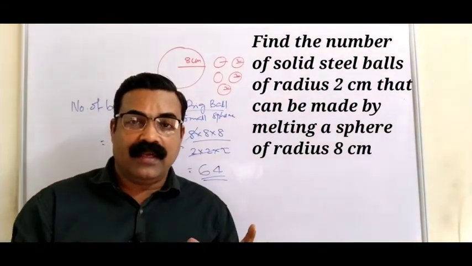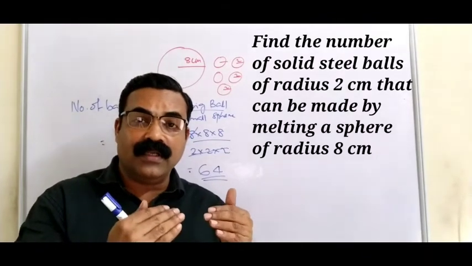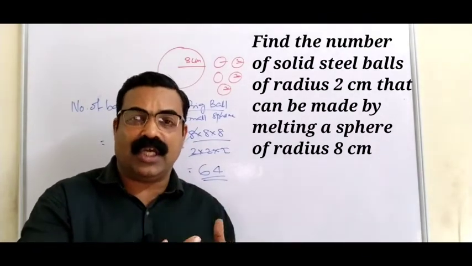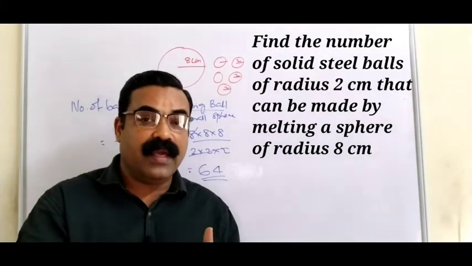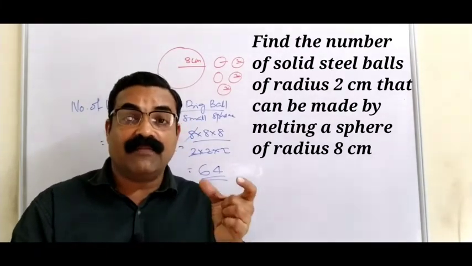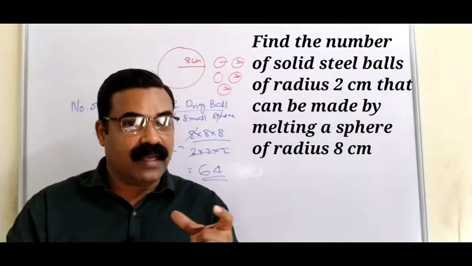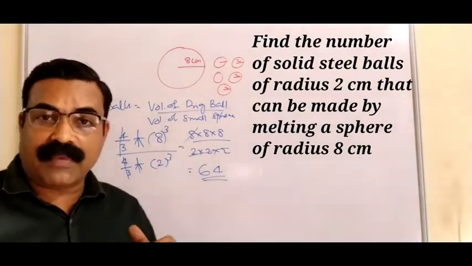The main concept we have to understand here is that whenever you convert a sphere into any other shape, the surface area may increase or decrease, the state may change, but the volume remains constant. The volume will be the same. Using that concept, we calculate the number of balls here.